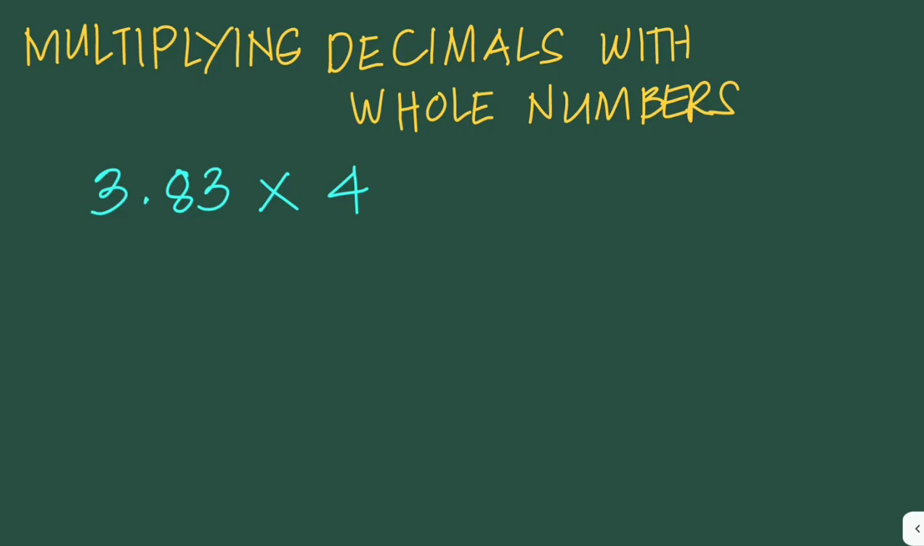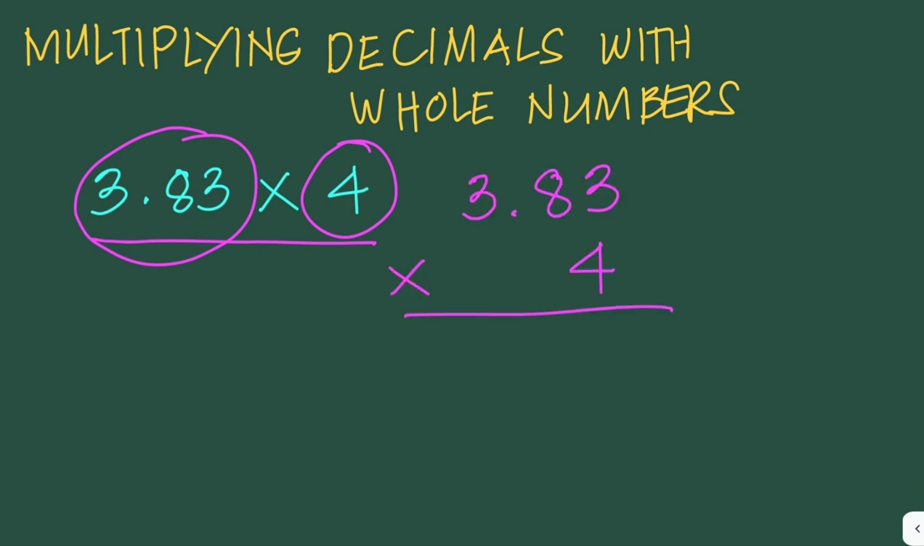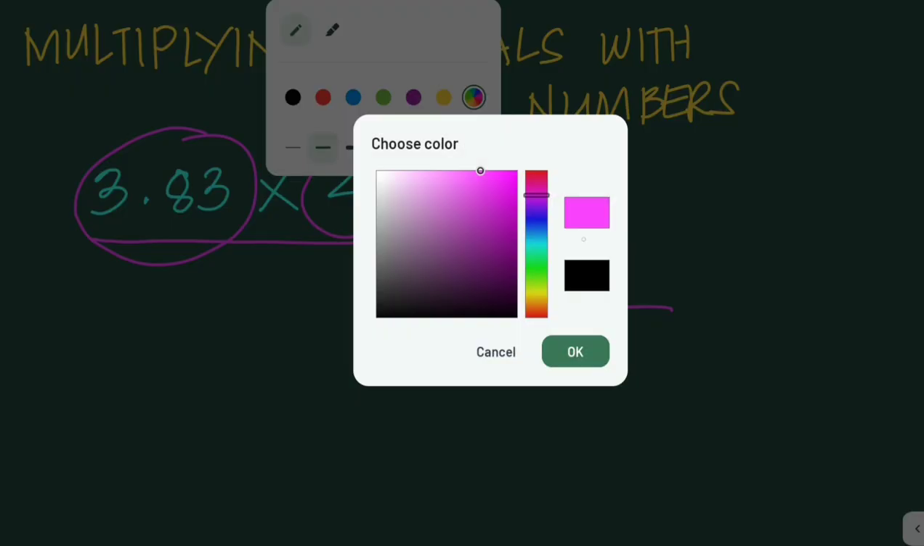Let's start with multiplying decimals with whole numbers. Multiplying decimals with whole numbers is just similar to the multiplication of whole numbers. The only difference is the placement of the decimal point. So we're given here this example, a decimal which is 3.83 multiplied by a whole number which is 4. So how are we going to multiply this? Right, we can write it in this way.